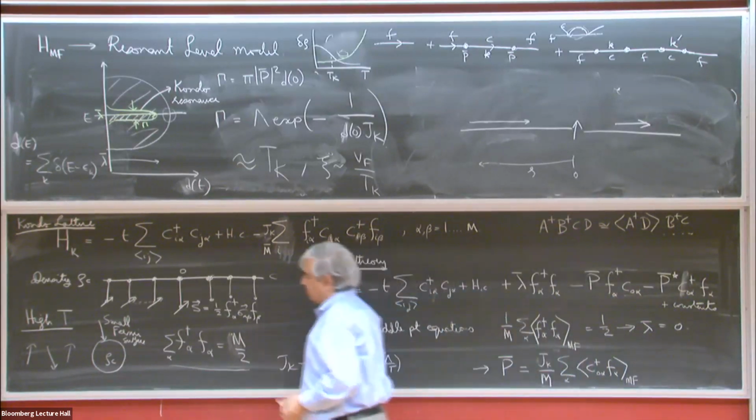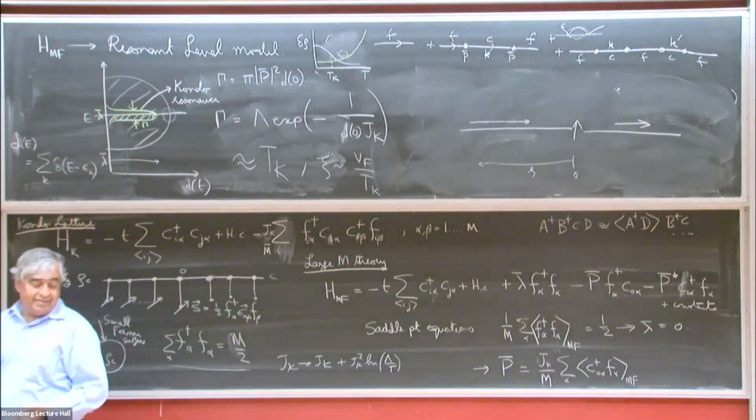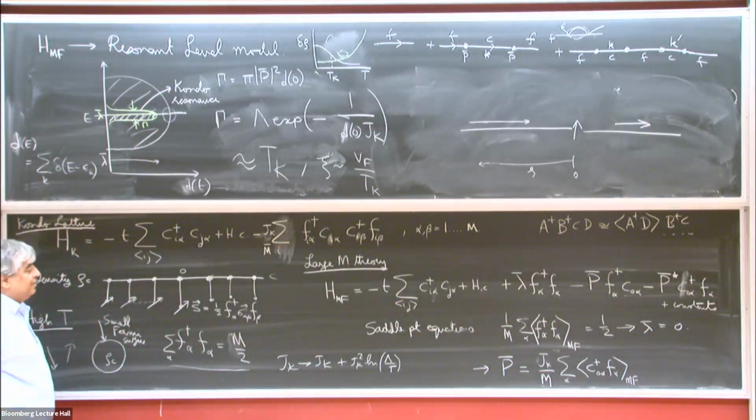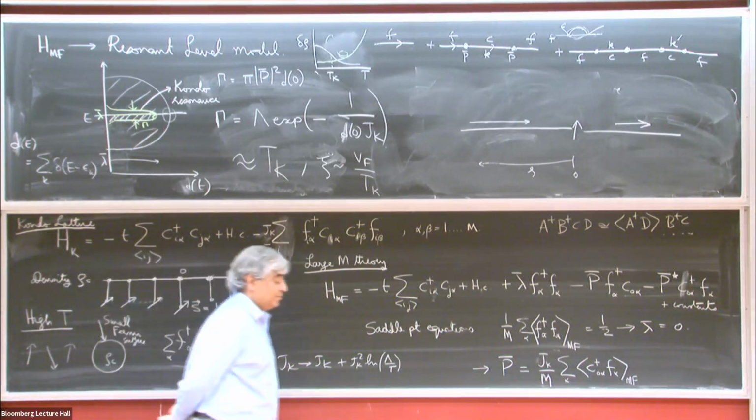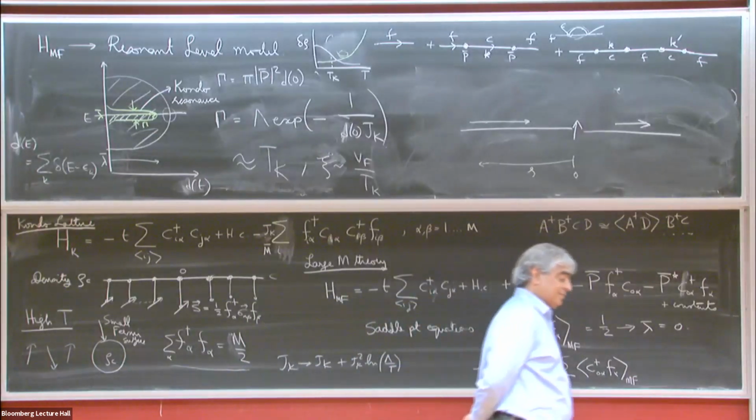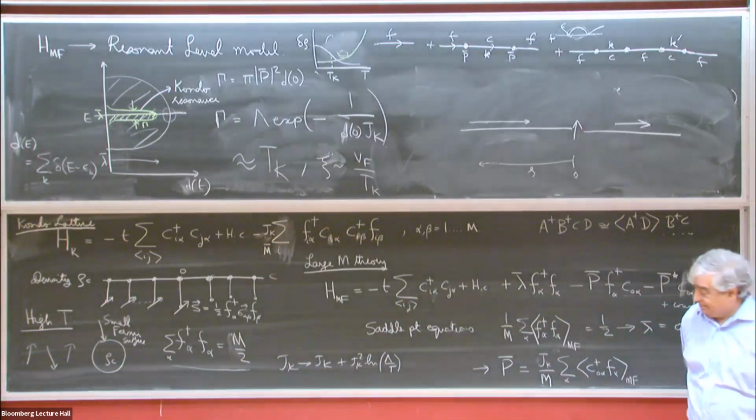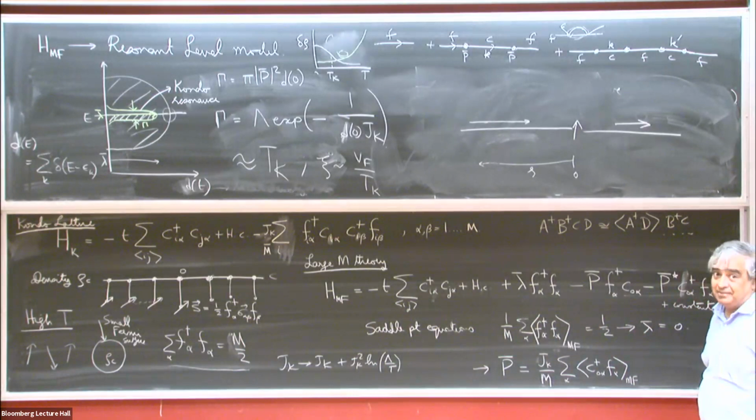So that's what I'll talk about today. And if time permits, I'll explain to you the basic structure of the heavy Fermi liquid. And then next time, we'll start to think about this more carefully and ask questions. Could there be another phase of matter where you don't count the spins inside the Fermi surface?